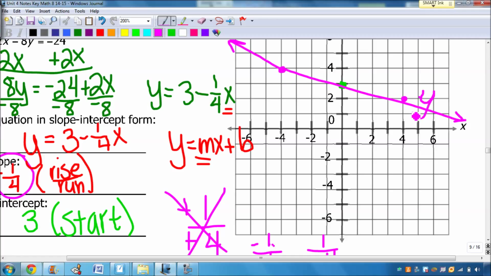Did you put arrows on your line? Also, did you write your equation on your line as well? All right. So make sure you do both things. Hopefully that makes sense to you. This is key in order to be successful for this unit and future units. So if you don't understand something, make sure you ask me.